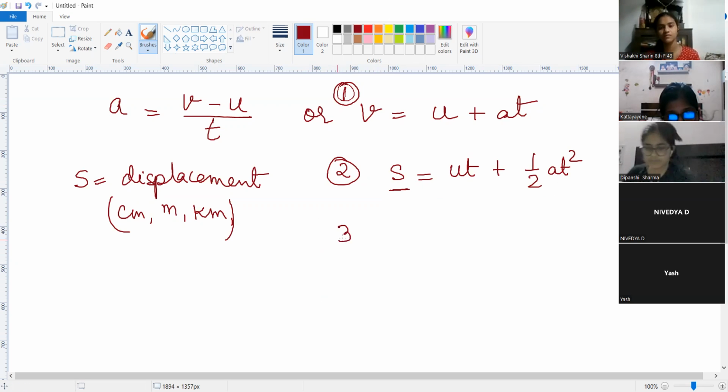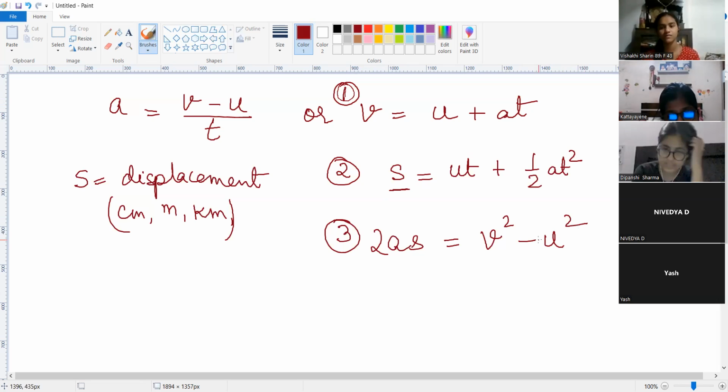Now, when time is not given to you, you have the third formula: 2AS is equal to V square minus U square. Am I clear? This is the third formula. So, these three formulas are the ones you have to use again and again for finding out anything and everything. Okay. Now, let's recap the SI units of all of them.